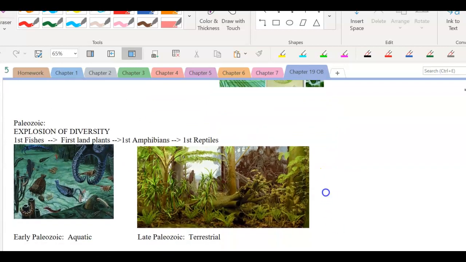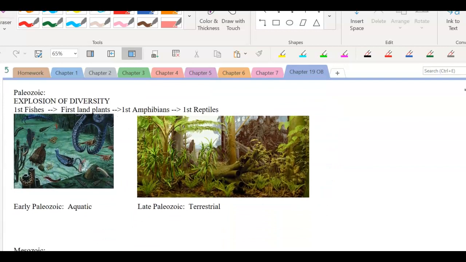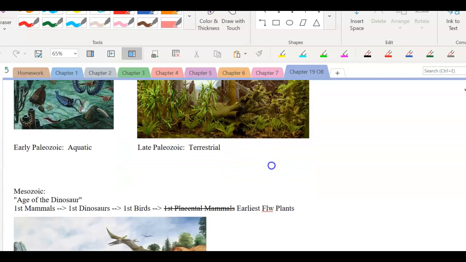Moving into the Paleozoic era, we see the explosion of diversity. You see the first fishes, the first land plants. So this is what land would have looked like. This is what the oceans would have looked like. All kinds of crazy things. These are trilobites. They're pretty cool. Lots of trilobite fossils we find today. The first amphibians, frogs and salamanders, those that had to live close to the water. And then the first reptiles, which would have been organisms that developed scales that could move further away. So we're talking about snakes, turtles, and lizards, things like that.